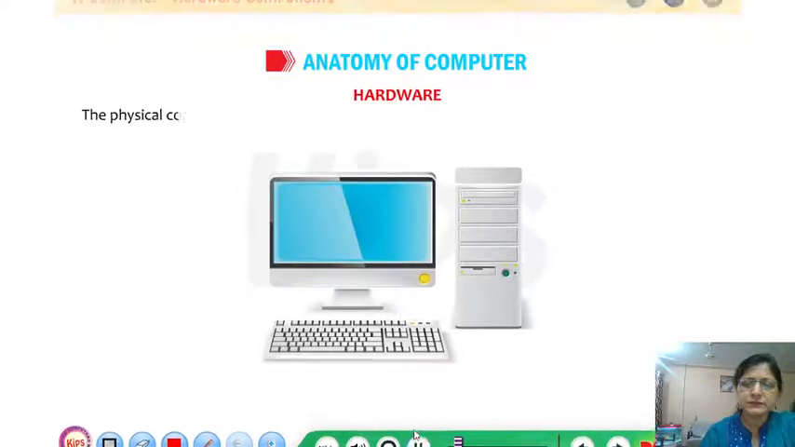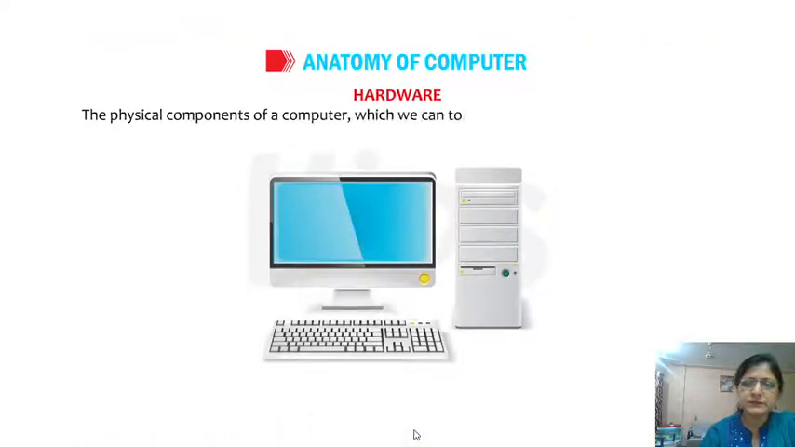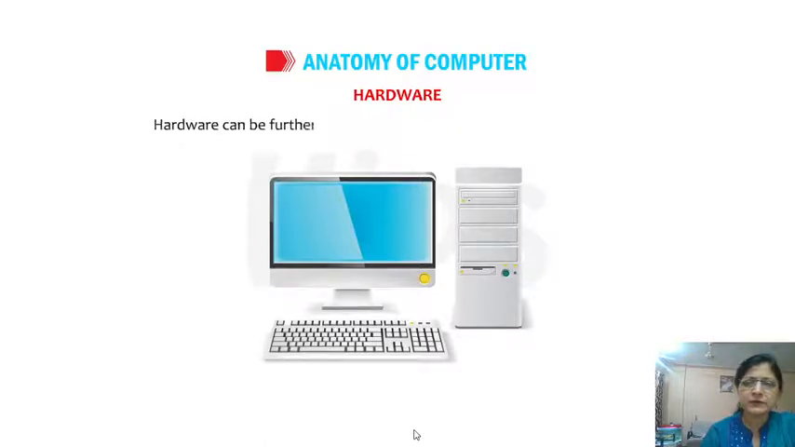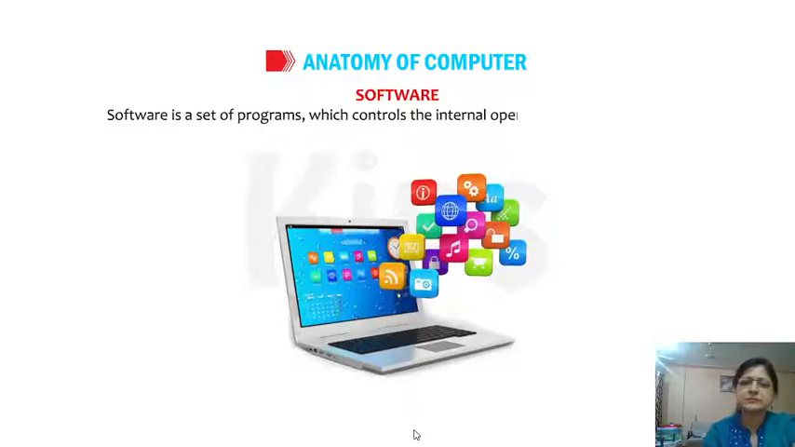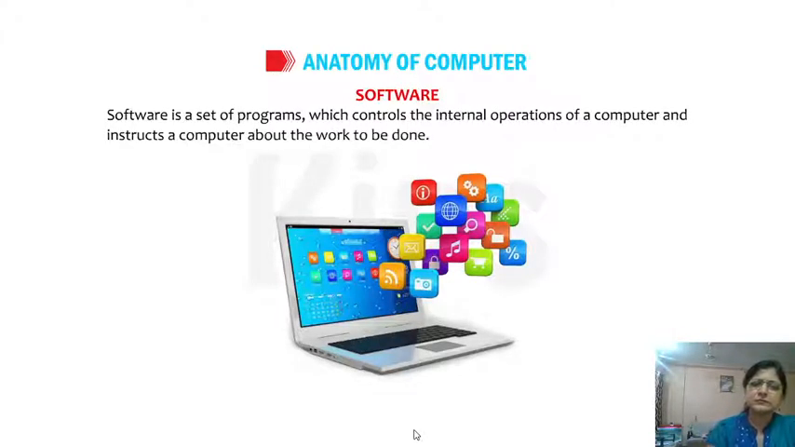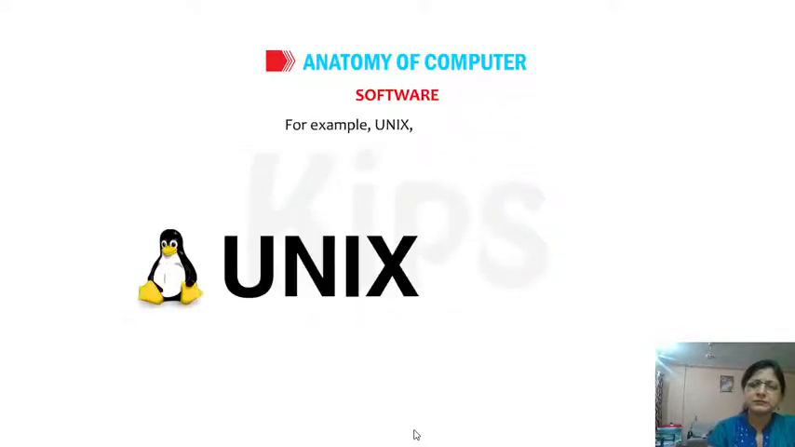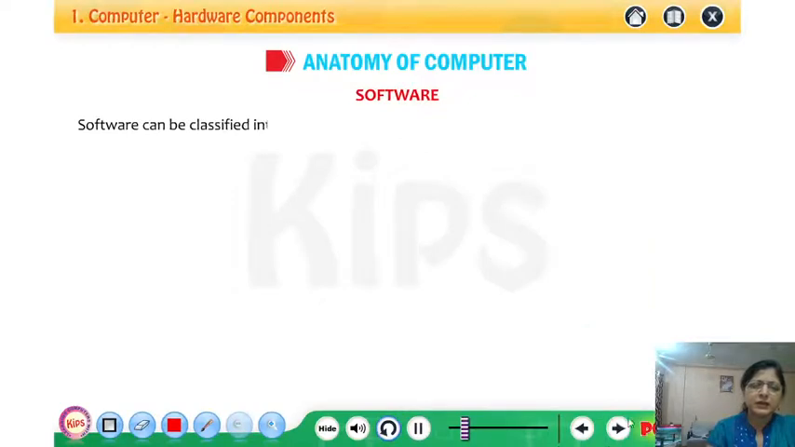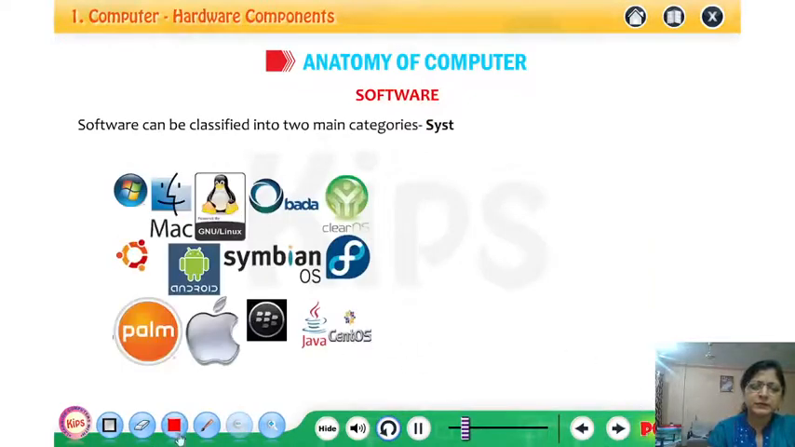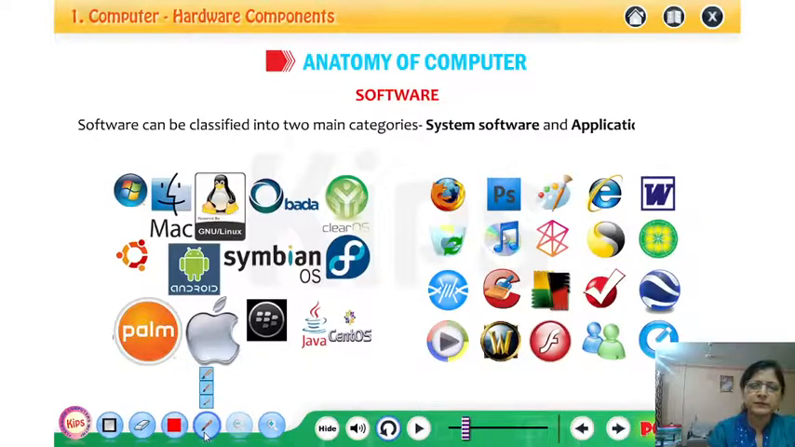Hardware. The physical components of a computer which we can touch and feel are known as hardware. Hardware can be further categorized into internal and external hardware. Software. Software is a set of programs which controls the internal operations of a computer and instructs a computer about the work to be done. For example, Unix, MS Word, etc. Software can be classified into two main categories, system software and application.